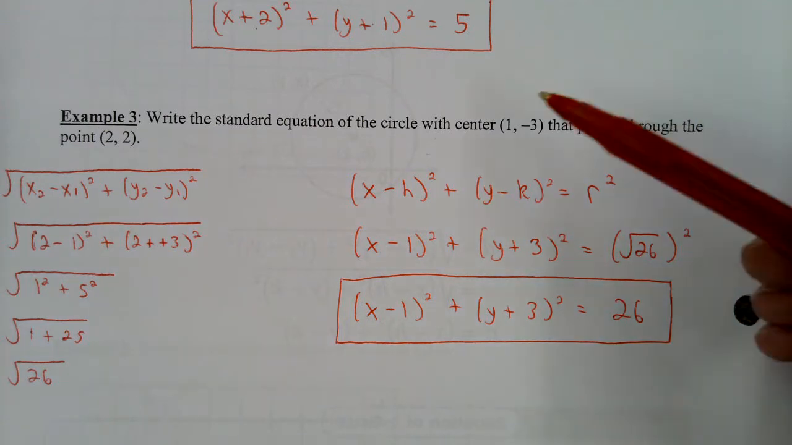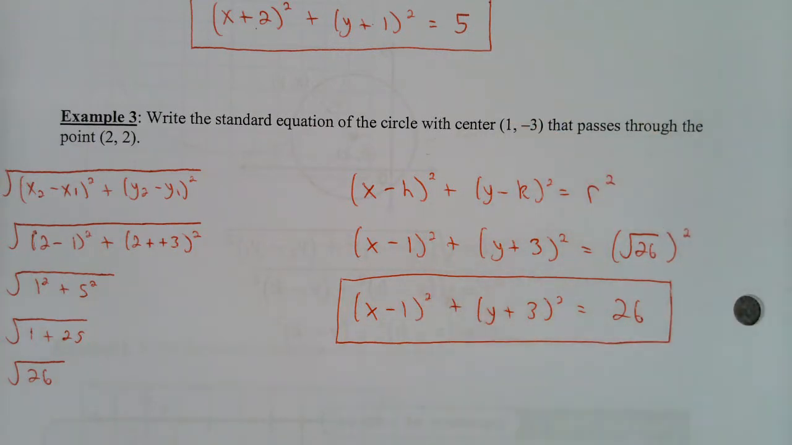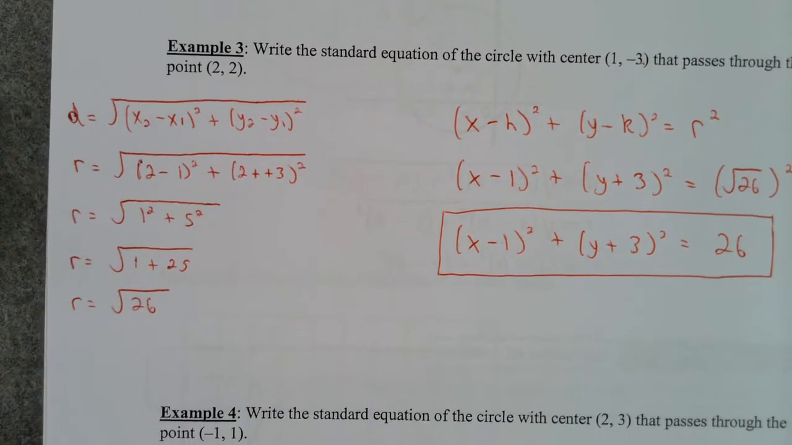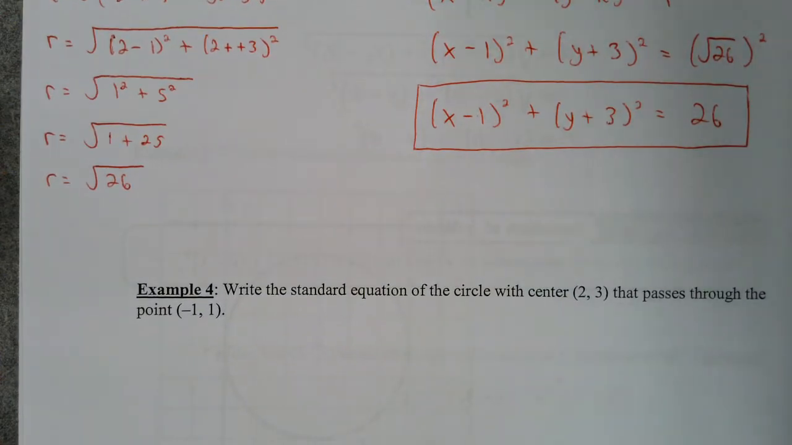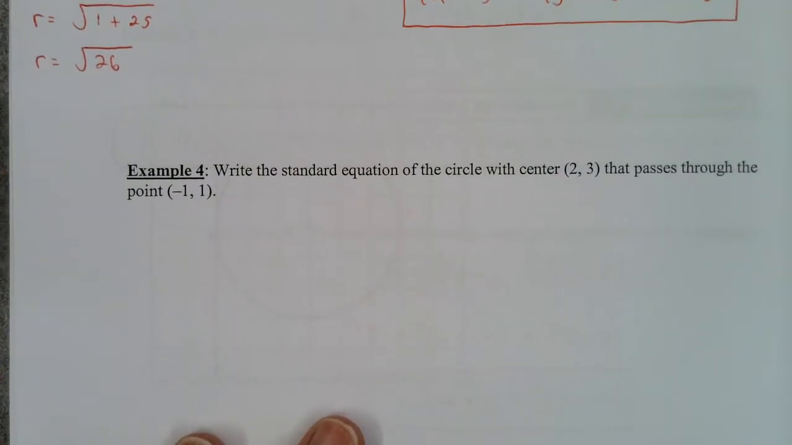Again, notice how the signs change. That's a 1, so it becomes minus 1. That's a negative 3, so it becomes a plus 3. That was a hard one, so we'll do one more like that. Example 4 is the same thing as example 3.